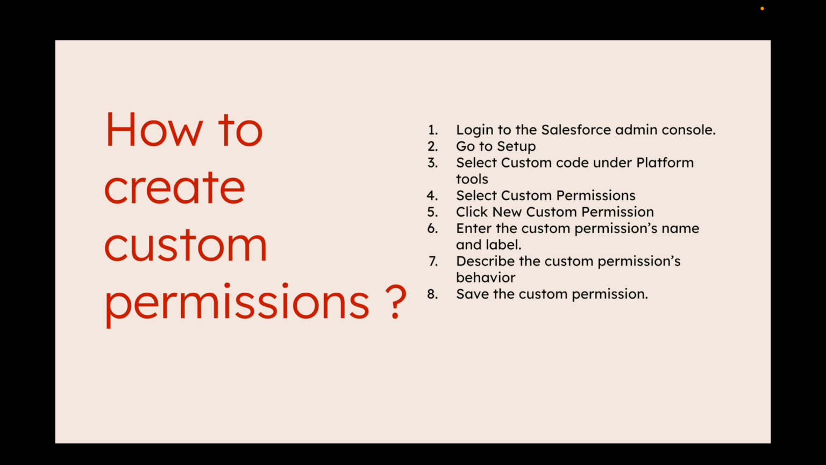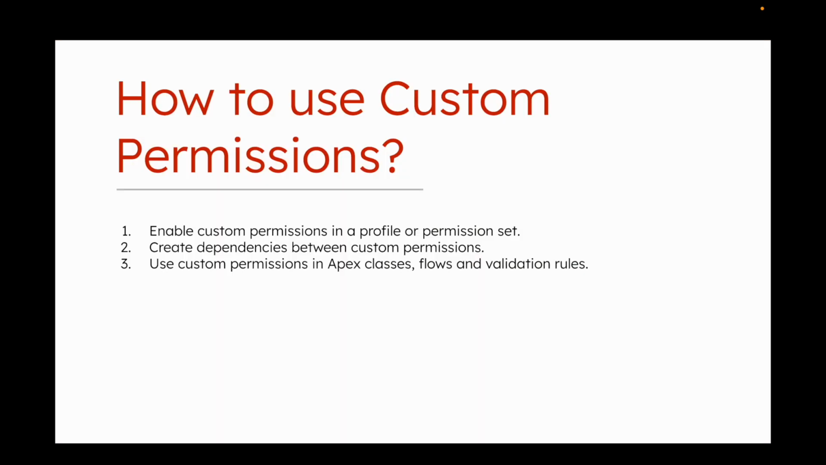After clicking on that, you will get the option to create a new custom permission. You can click on it and then enter the custom permission's name and its label. You can even provide a description of its behavior as well, and we can save the custom permission. After saving it, we can enable our custom permission in a profile or permission set. We can even create dependencies between custom permissions. Suppose we have two custom permissions, we can make them dependent on each other. And then we can use custom permissions in Apex classes, flows, or validation rules.